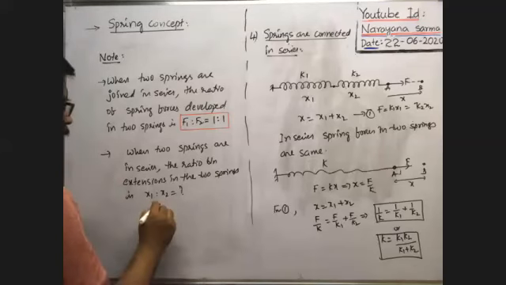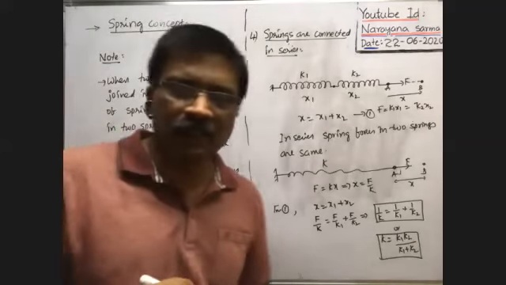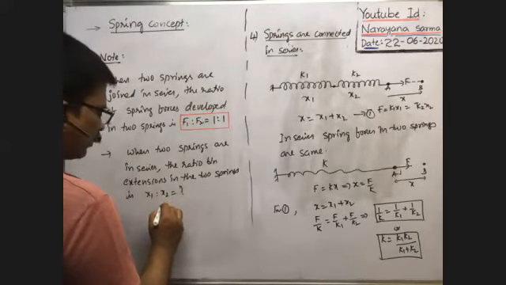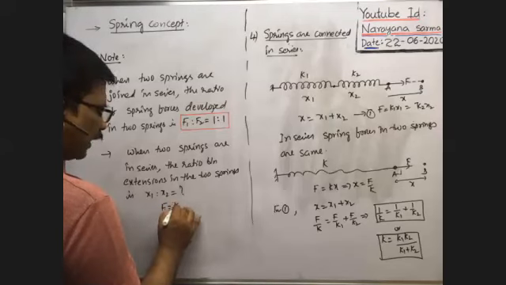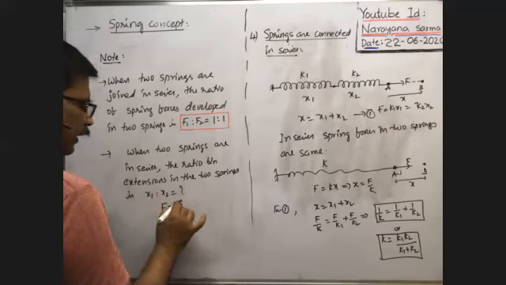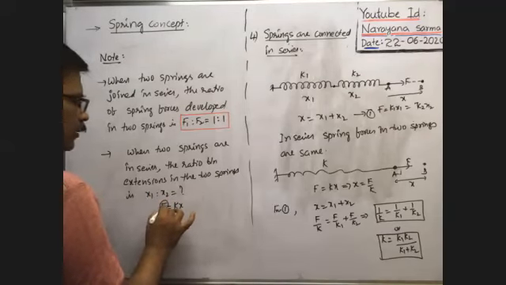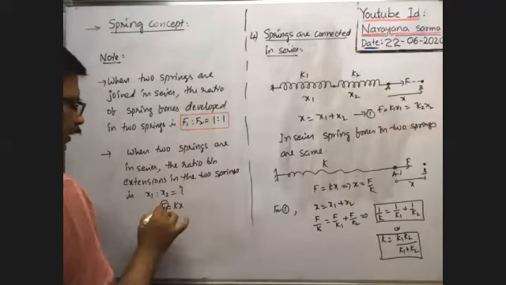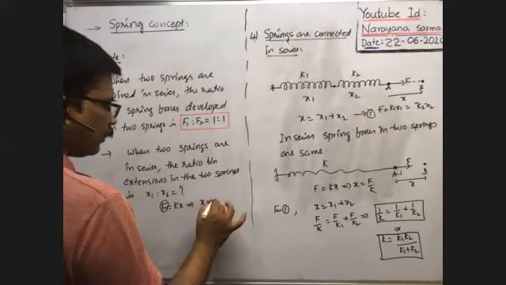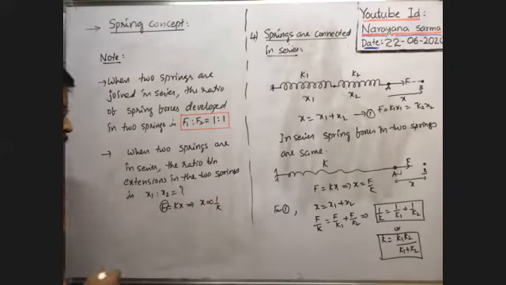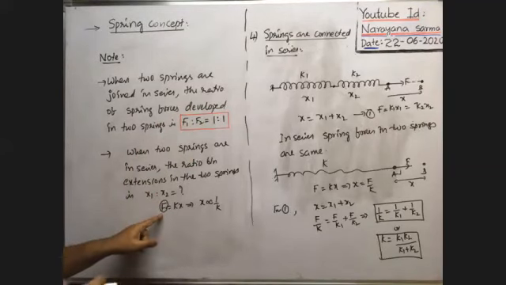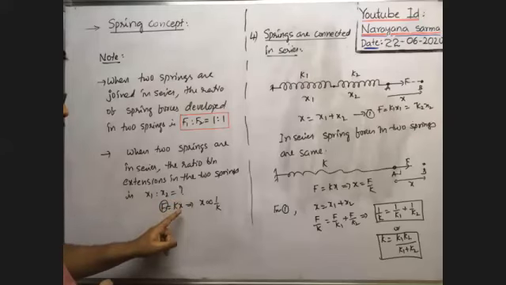Here you see, the spring force developed F in each spring is equal to K into X. This is the general formula. Spring force is constant in both the springs. Whenever two springs are connected in series, the spring force developed is the same. This implies extension in the spring is inversely proportional to K. As the spring force developed in the two springs is the same, Kx is equal to some constant, or X is inversely proportional to K.